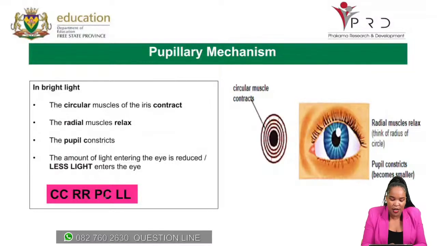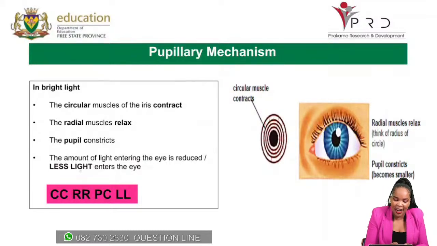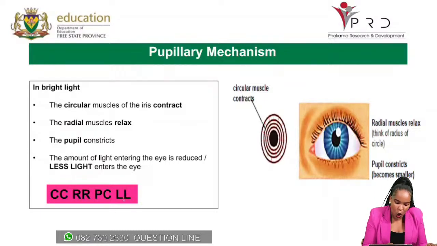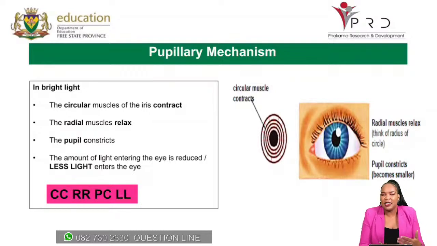That is PC. And then after that, the amount of light entering the eye is reduced, or you can say less light enters the eye, because it is during the day and you don't need much light entering the eye. Then that is your LL. Please write these letters down so you can remember the process in this way. So this is what is happening with your pupil during the day.